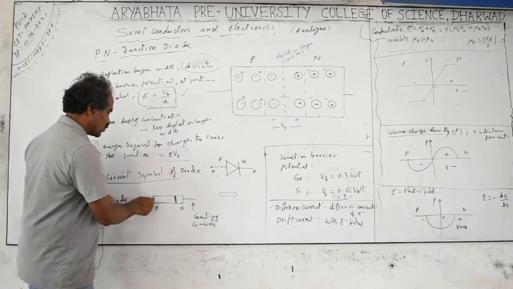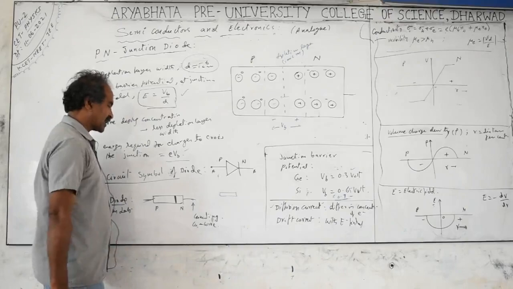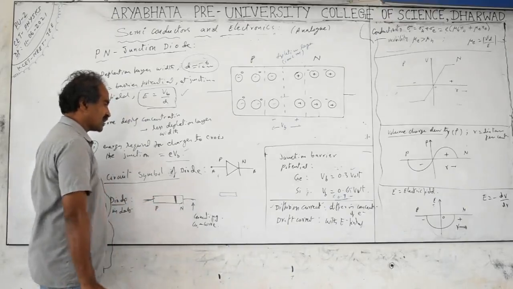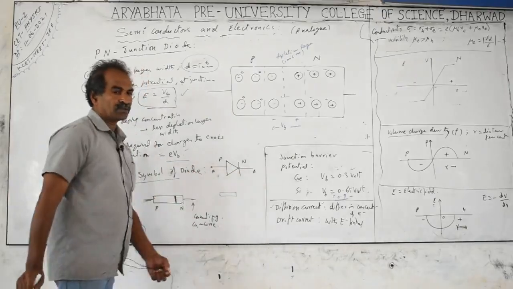At the ends we have two wires connected. The wires are made of copper for connecting the electrical circuits. The band indicates the N side, and the current is from P to N.